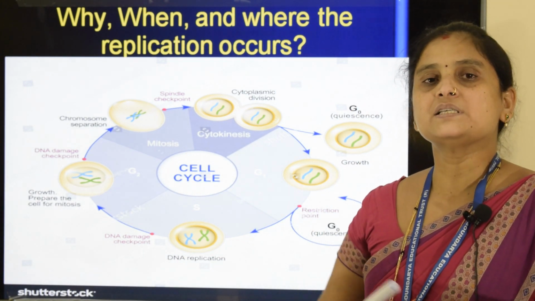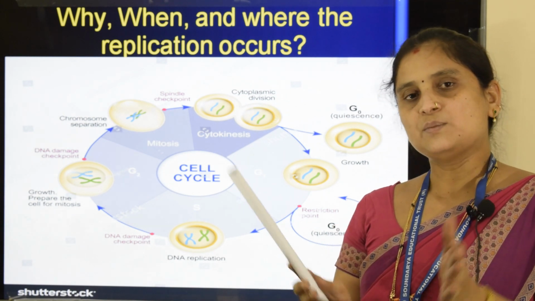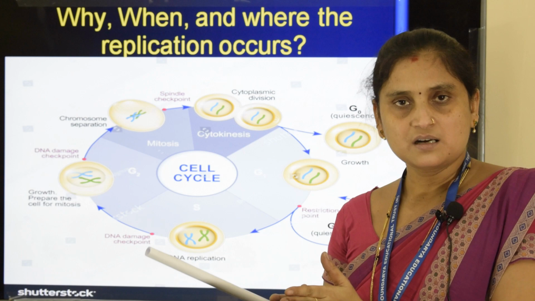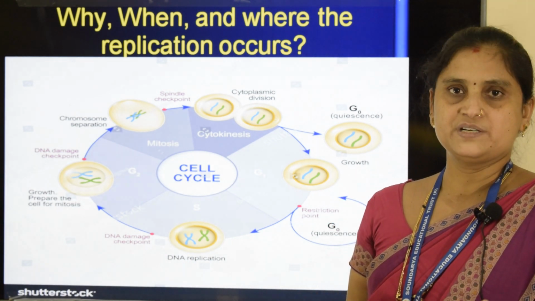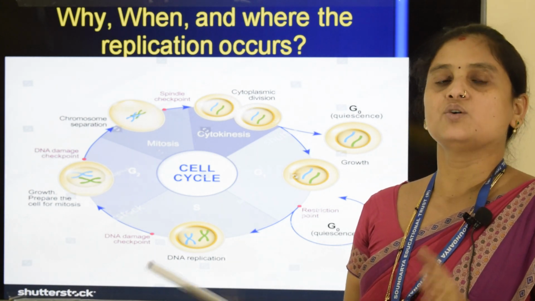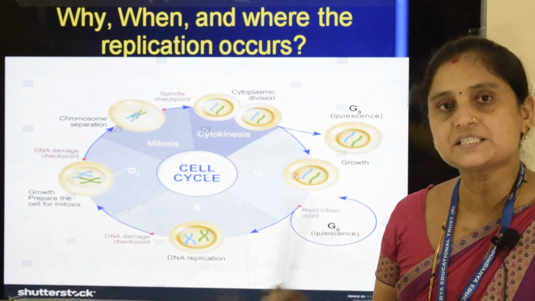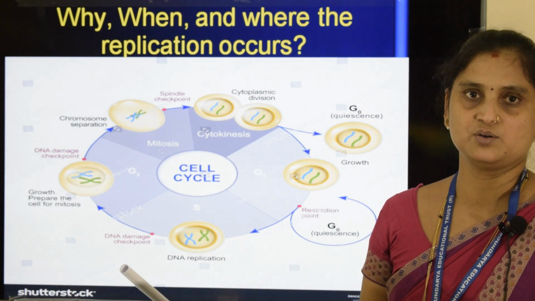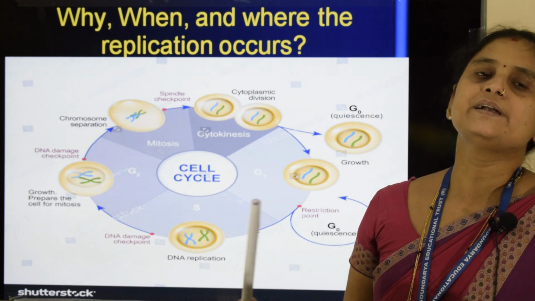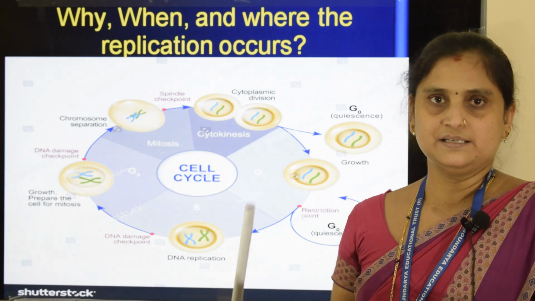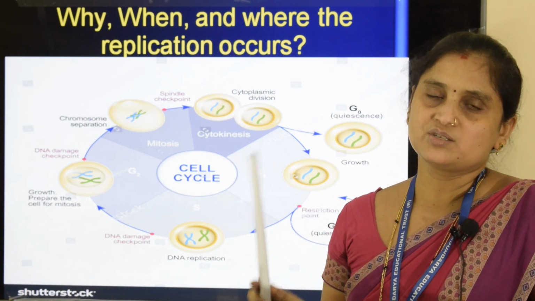Otherwise, what happens? It leads to certain complications. Some cells will have half the amount of DNA, some cells may have double the amount of DNA. That leads to a lot of complications. So to avoid that, replication has to take place, and it has to take place throughout our life, because in our body every day new cells are getting added. So how are they added here? Through repeated mitotic cell division.